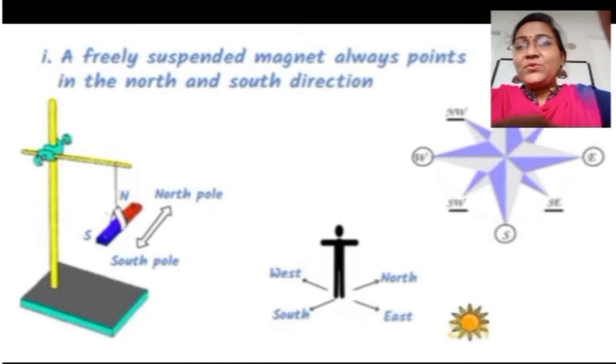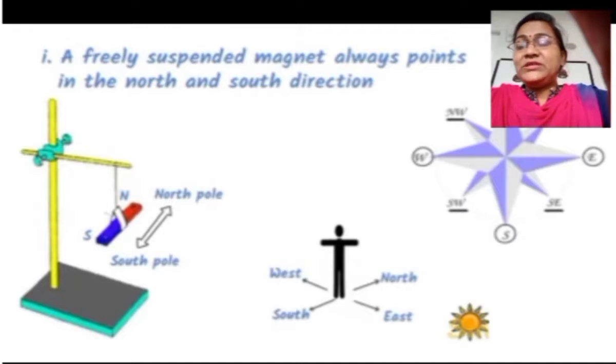Let us now understand the properties of magnets in detail. The two most important properties of magnets are: a freely suspended magnet always points in the north-south direction, and the second property is that like magnetic poles repel each other and unlike magnetic poles attract each other.